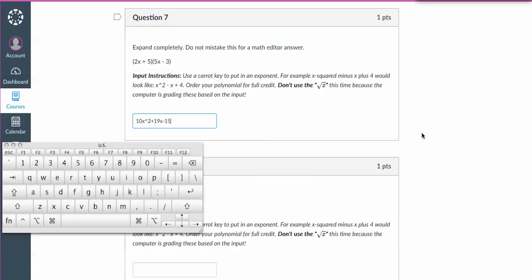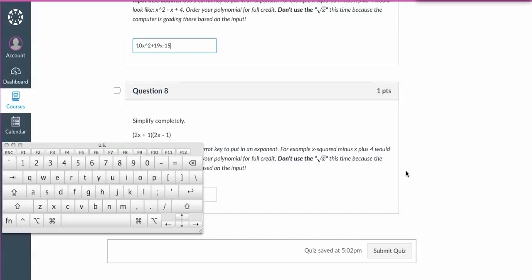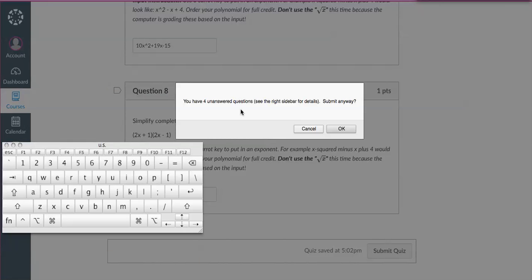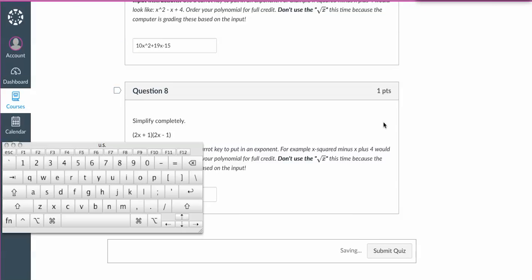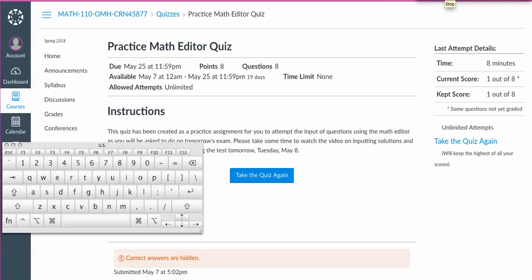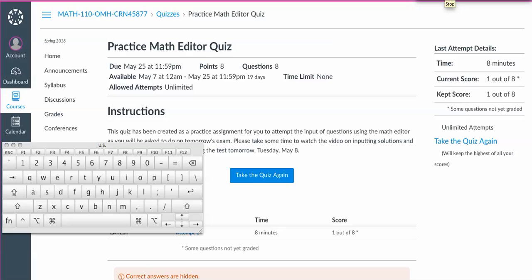Now I'm not going to do all of these, that's all I'm going to do. So once you're finished, you can go ahead and submit the quiz. It says, oh, you haven't answered these, I'm going to submit it anyway. Then you'll get to see the answers on this practice quiz right away, and then it'll give you your feedback. So that's how you're going to answer the questions in your work.